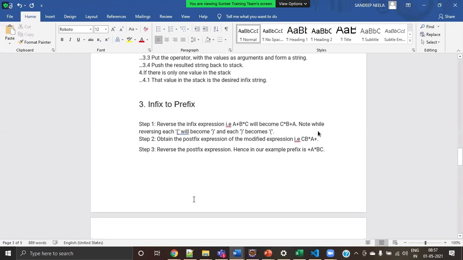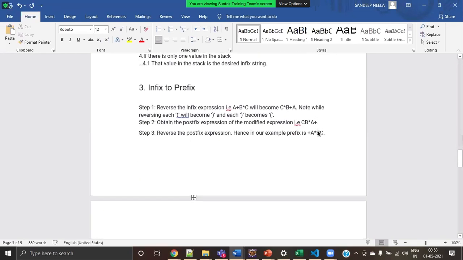Next, infix to prefix. That means the reverse. Now the operator will come towards the right side. So reverse the infix expression. A plus B into C will become C into B plus A. Note, while reversing, open parenthesis will become close parenthesis, and each close becomes open. That means he is saying it in the reverse order. Actually, this is not correct, he is reversing the string.